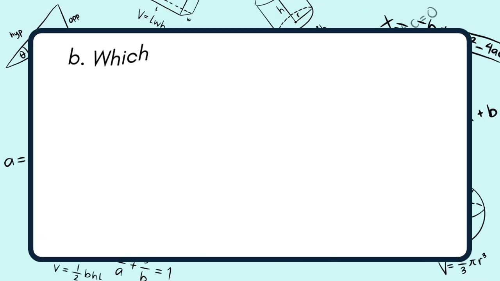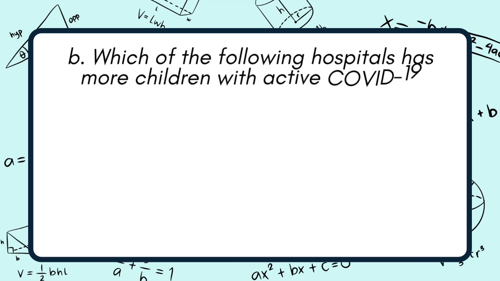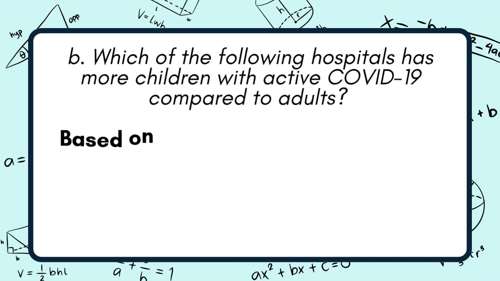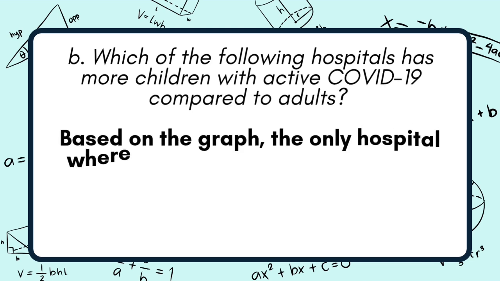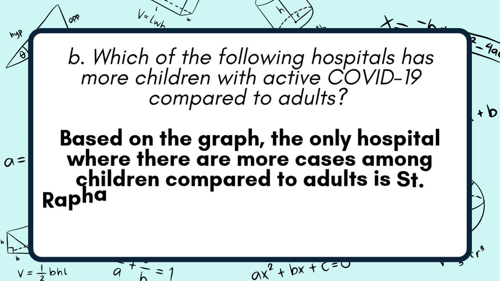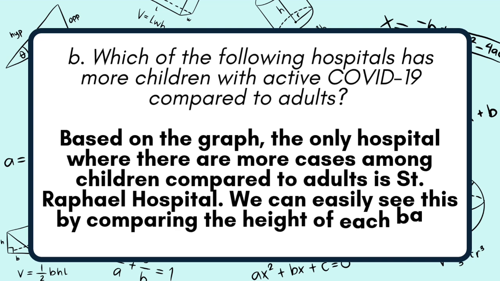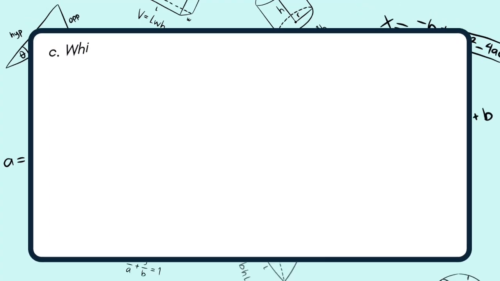For letter B, which of the following hospitals has more children with active COVID-19 compared to adults? Alin naman daw sa mga ospital ang may mas maraming pasyenteng bata o kabataan kaysa sa matatanda? Okay, so based on the graph, the only hospital where there are more cases among children compared to adults is St. Raphael Hospital. So we can easily see this by comparing the height of each bar.